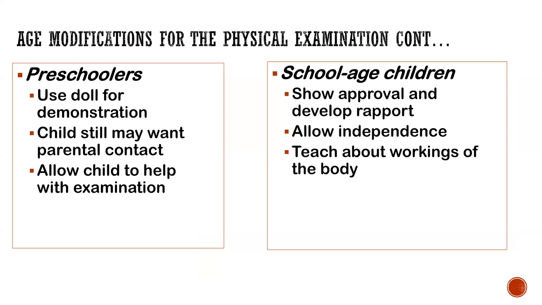For preschoolers, 3 to 5 year olds, as appropriate, allow the preschool child to sit in the parent's lap if they wish. By age 5, most children will be comfortable enough to lie on the examination table if a parent is present. You should let the child help with the exam. For example, have the child hold the equipment or remember his or her height and weight. That would get them involved and excited about their healthcare.